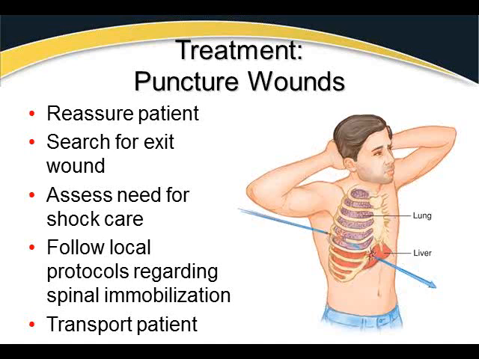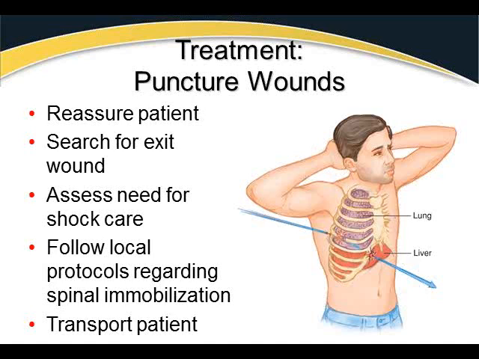You wouldn't think it would be that big of a deal, but a sword certainly could be a major problem. Assess the need for shock care. Are they showing signs of shock, or are we strongly suspicious? Let's look at this guy here. We've got what appears to probably be a gunshot wound that went in through his chest, through the lung, and then out through the liver and the abdomen.